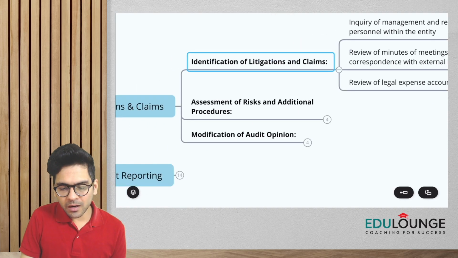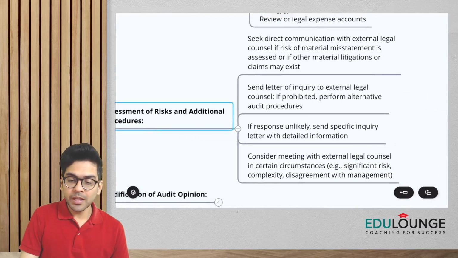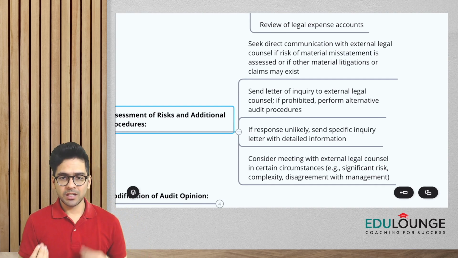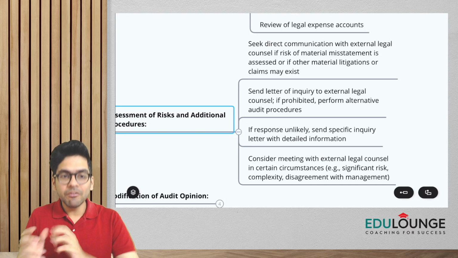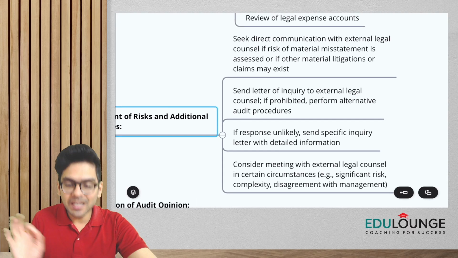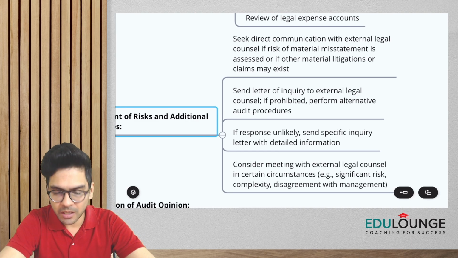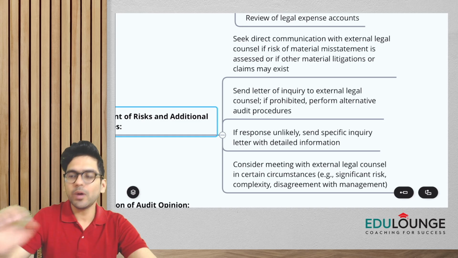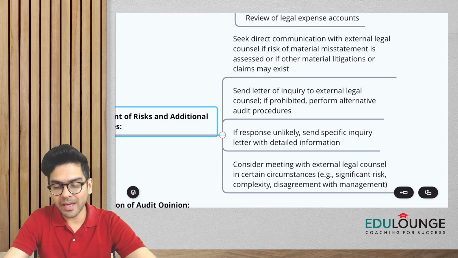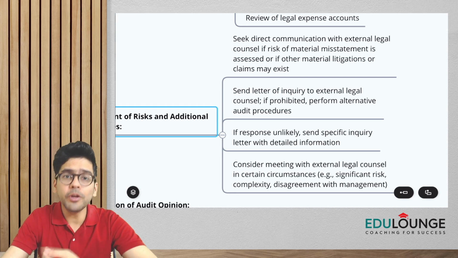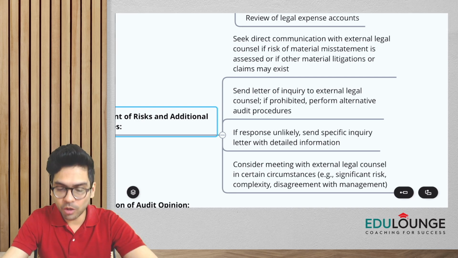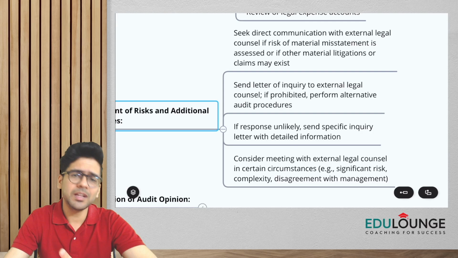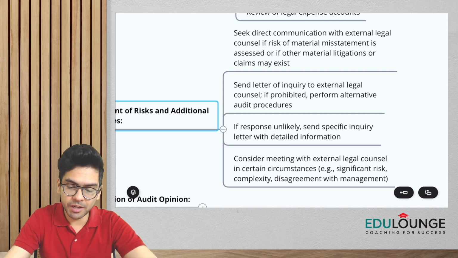Then we have the additional procedures that we can do. Now guys, if you want to obtain information about a particular case, as to what the status of the case is, we may seek direct communication with the external legal counsel, if the risk of material misstatement is assessed or if other material litigation or claims may exist. So number one, you may seek direct communication with the external legal counsel, and for this you are going to send a letter of inquiry. But if this is prohibited, we might have to perform some alternative audit procedures.